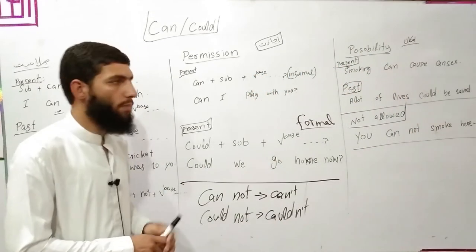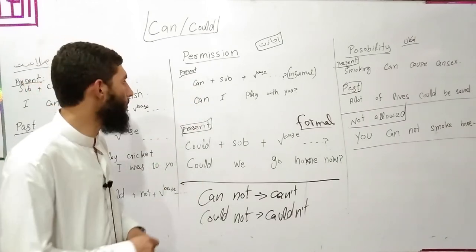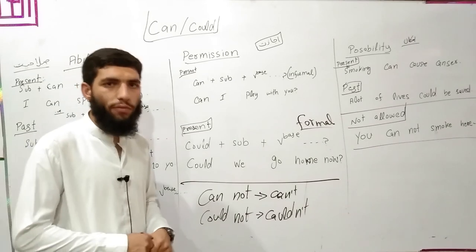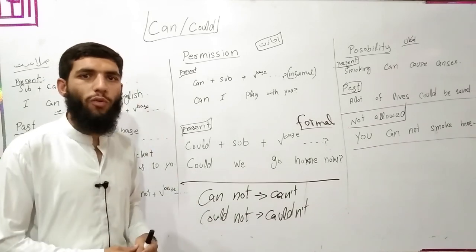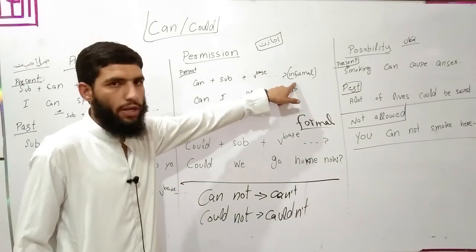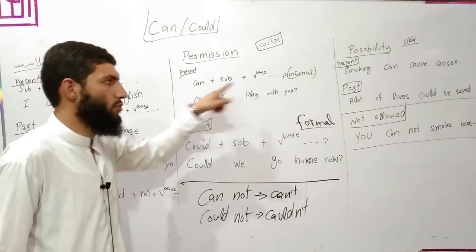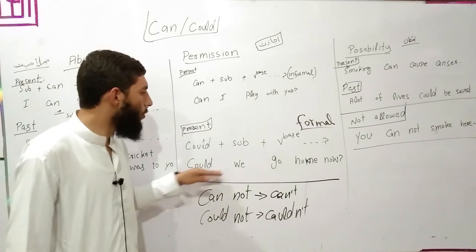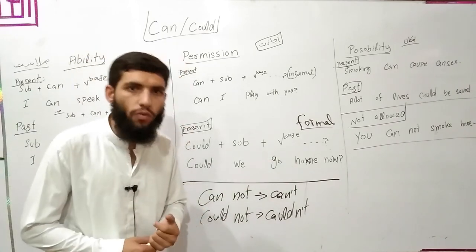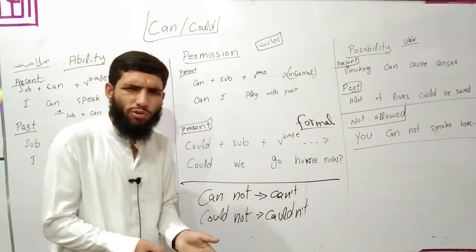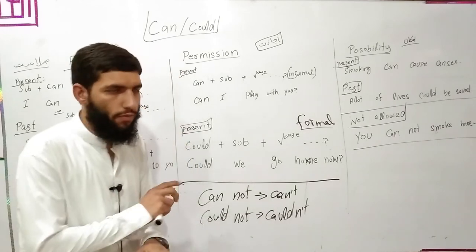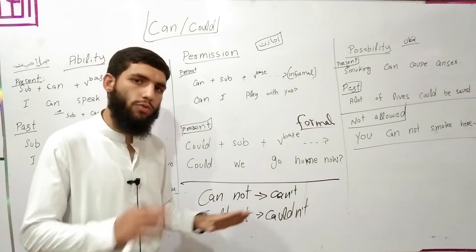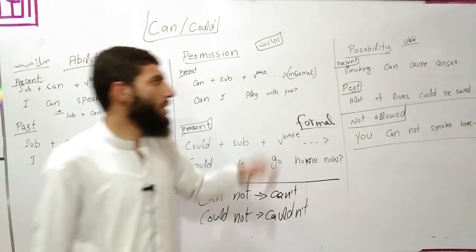Next, as a permission. For example, can I play with you? But keep that in mind, can is informal. Then could: could we go home now? It is very formal. For the present, could is used for permission. So it's formal.